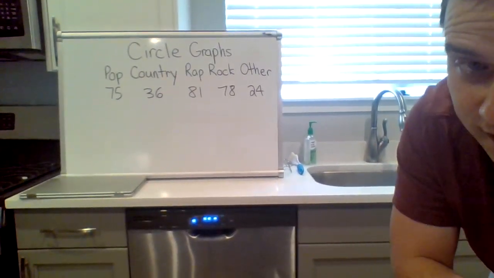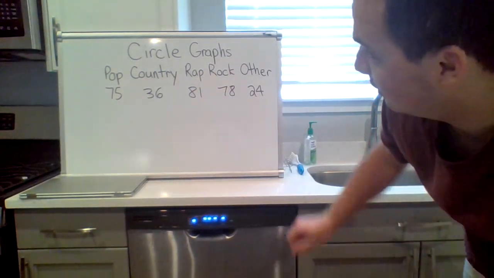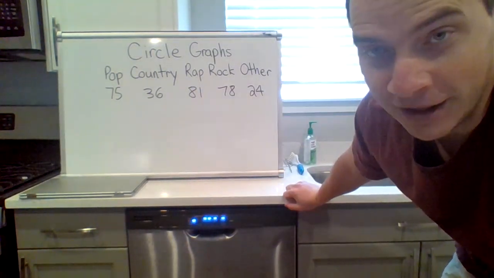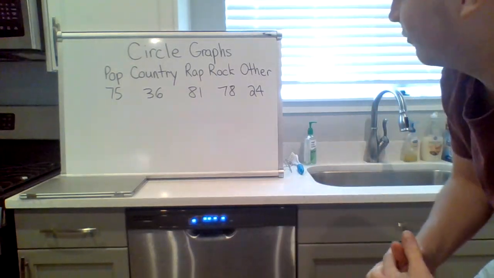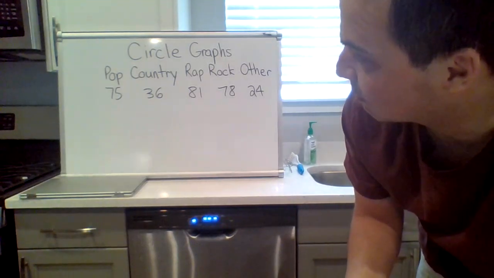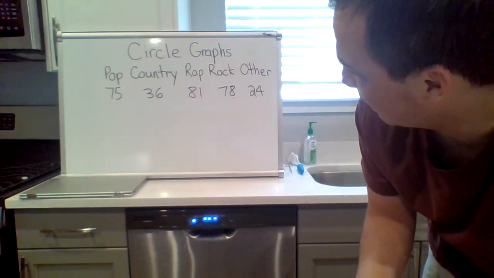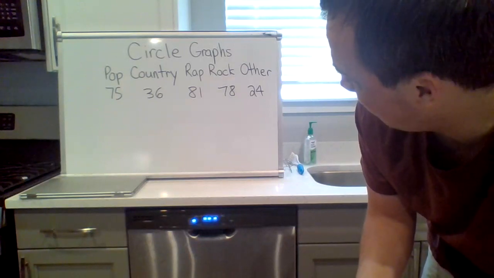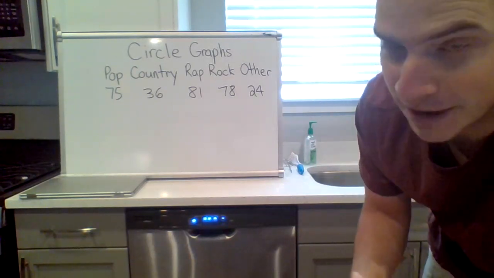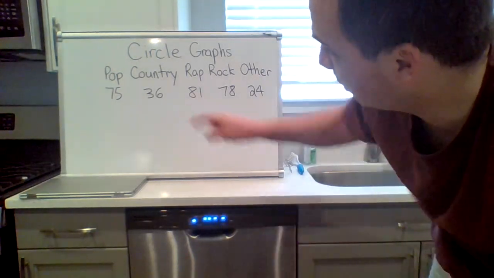So, today we're discussing how to make pie charts in 7th grade math. Here I have made up data about music preferences for various students. According to this chart, 75 students prefer pop music, 36 like country, 81 like rap, 78 like rock, and 24 like other, maybe electronic dance music or whatever. So we're going to use these.